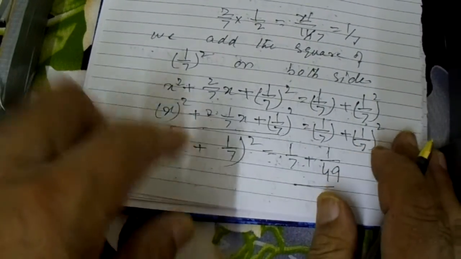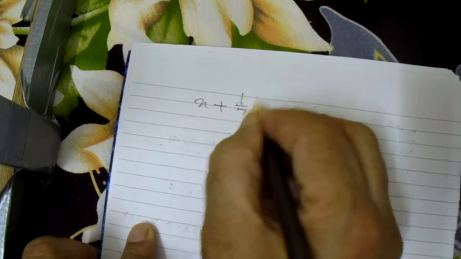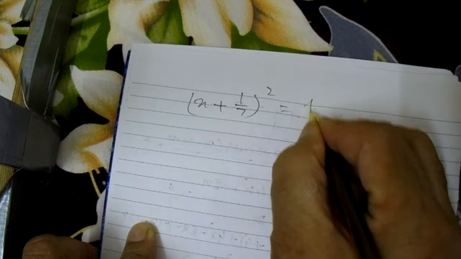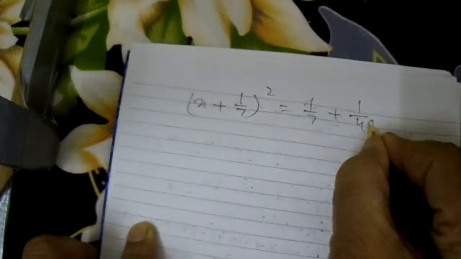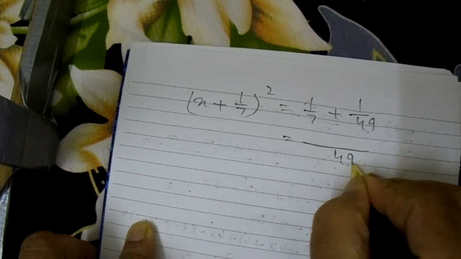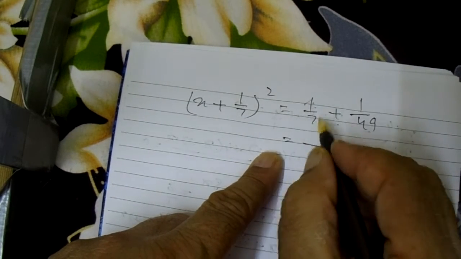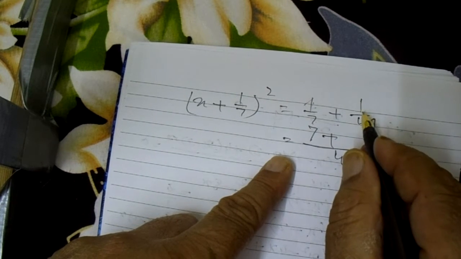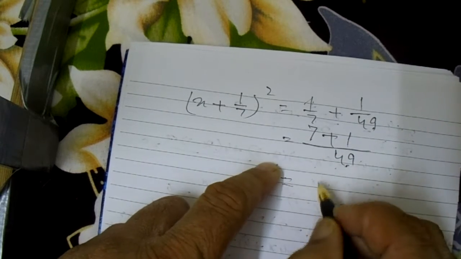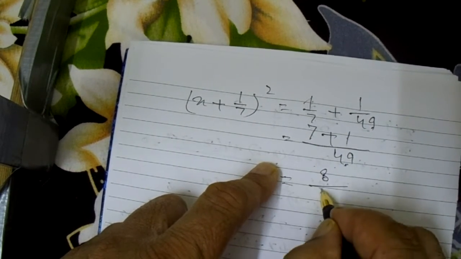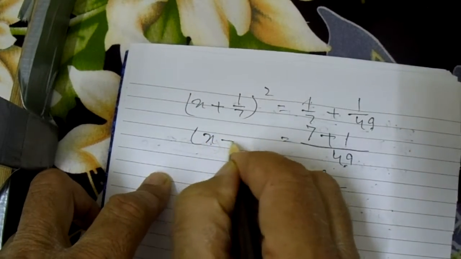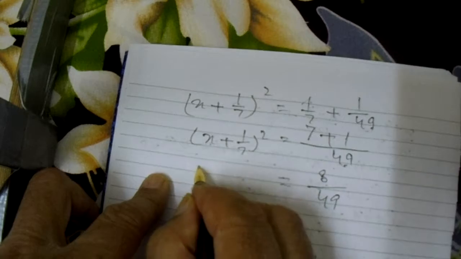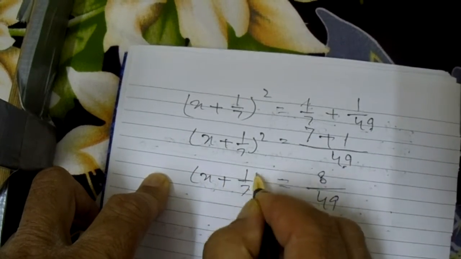Now we continue this on the next page. We write again the question: x plus 1 over 7 whole square is equal to 1 over 7 plus 1 over 49. Now we have the LCM here, 49. 7 7s are 49, 7 multiplied by 1 we get 7, plus 49 divided by 49, 1, we get 1 multiplied by 1 is 1. We have here 7 plus 1, 8 by 49 is equal to x plus 1 over 7 whole square.